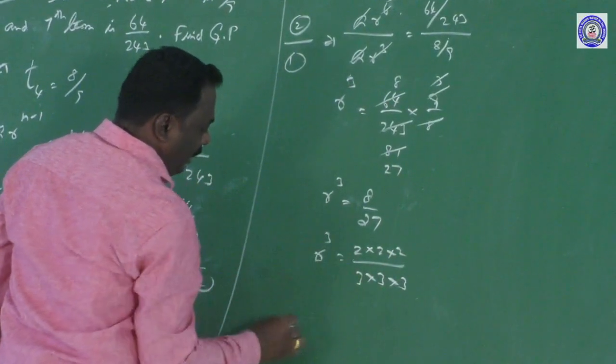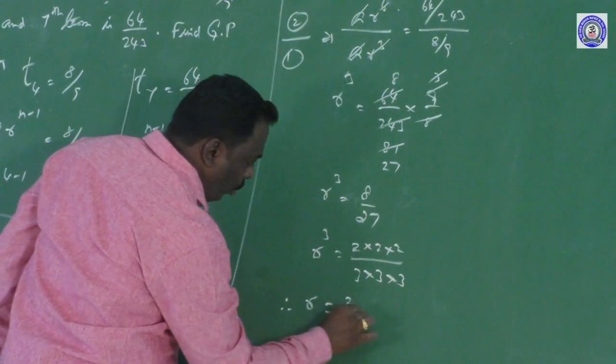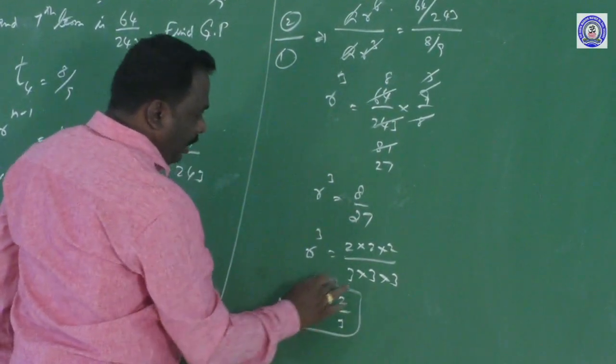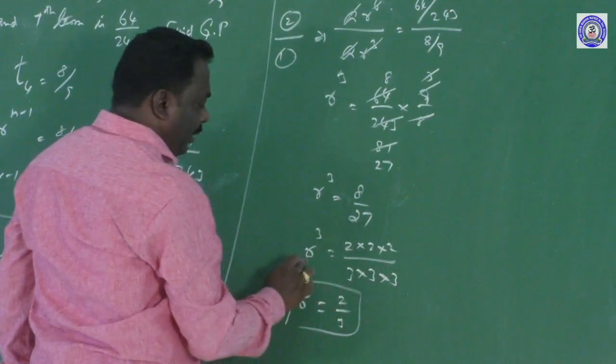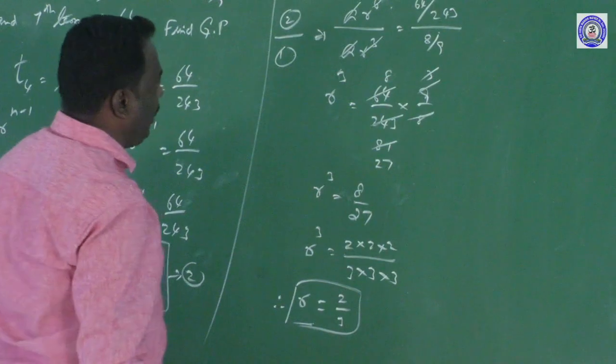This is equal to R power 3. Therefore R is equal to 2 by 3, 2 by 3, 2 by 3, 3 times. Therefore R equal to 2 by 3. So this R value we substitute in the first equation to find out A.